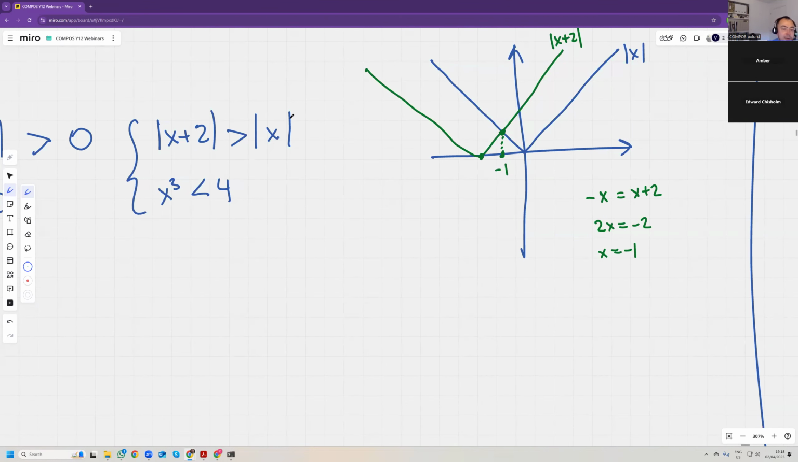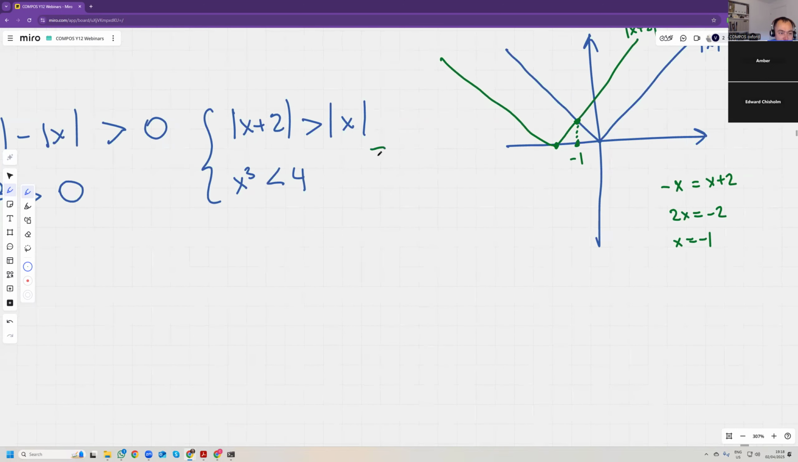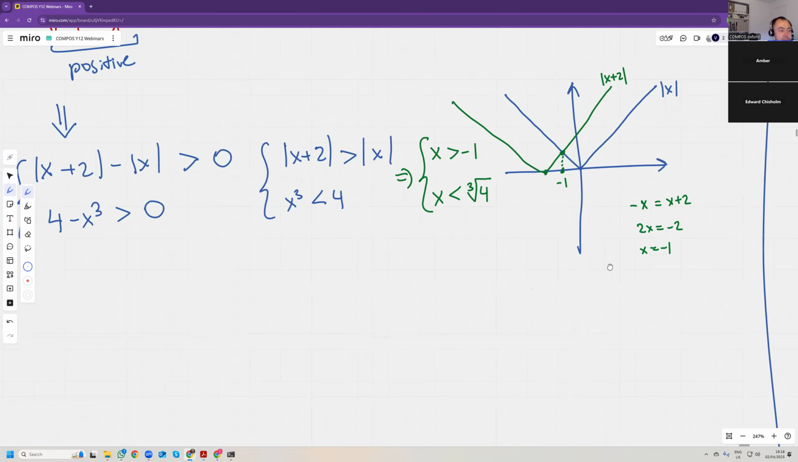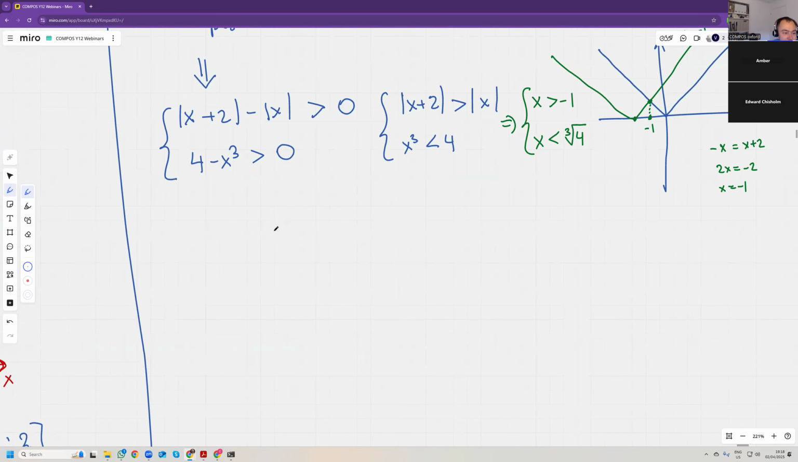And that happens when x is greater than negative 1. And this is x is less than cube root of 4. And that's your solution. The answer is x from negative 1, not including, to cube root of 4, not including.